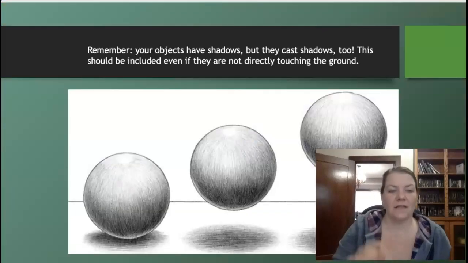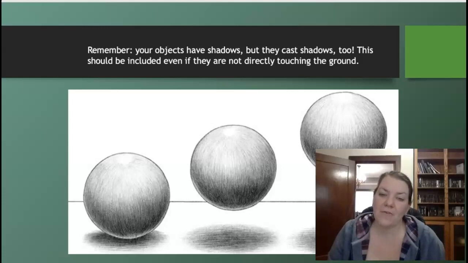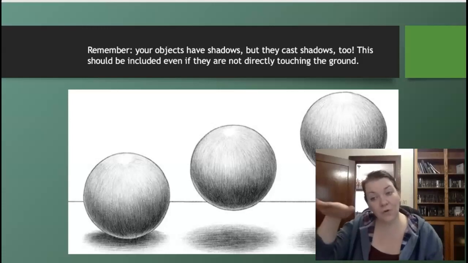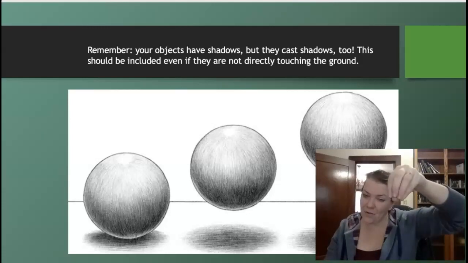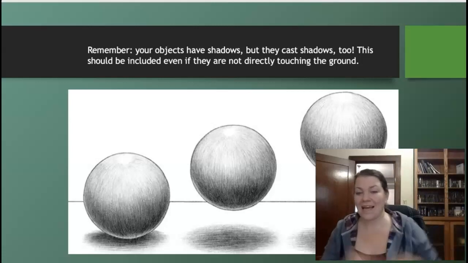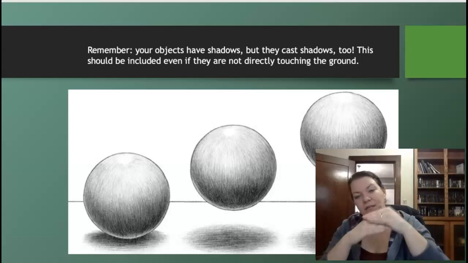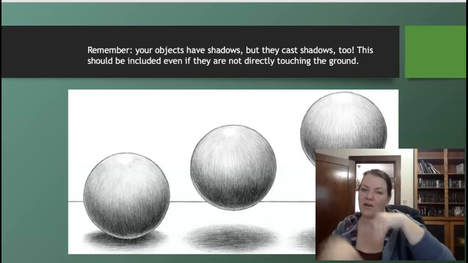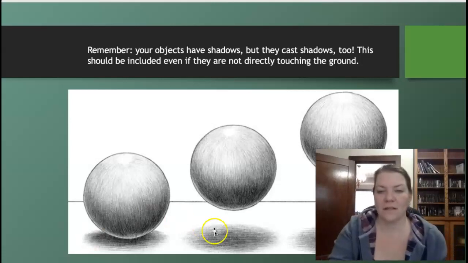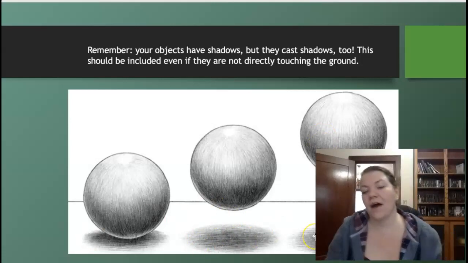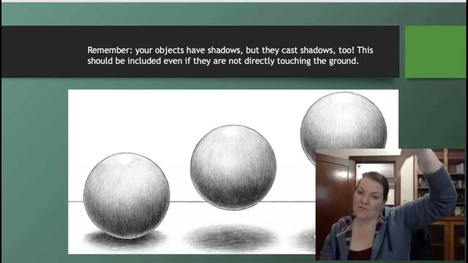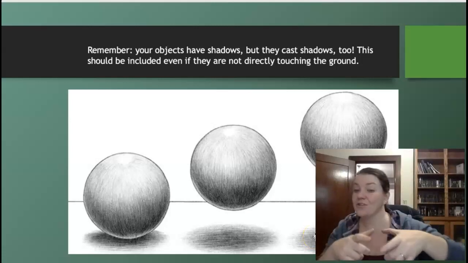And then last but not least, for cast shadows, if you want your object to float, or if an object is hanging down and not connecting with the ground, it still casts a shadow. You just need to put some space in between the cast shadow and the object to convincingly make it look like it's floating. The further away the object gets from the ground, the smaller the cast shadow will be.